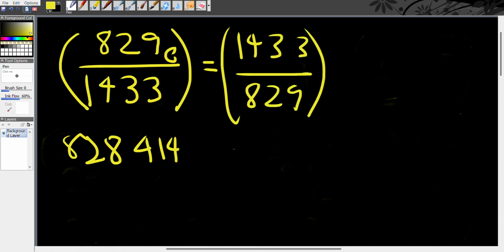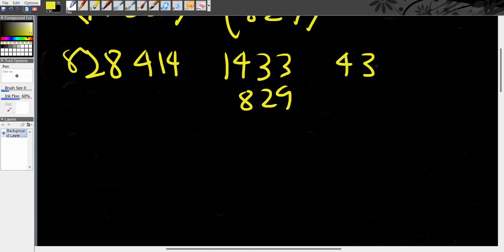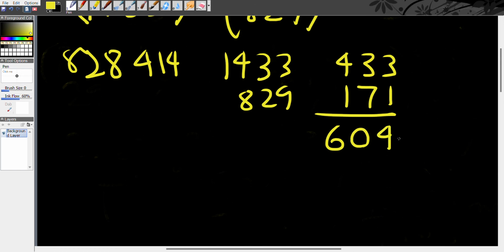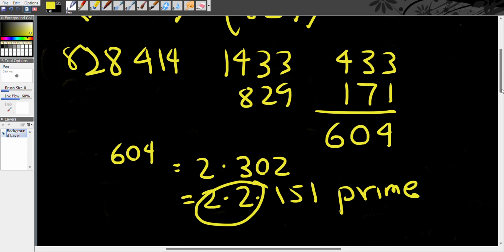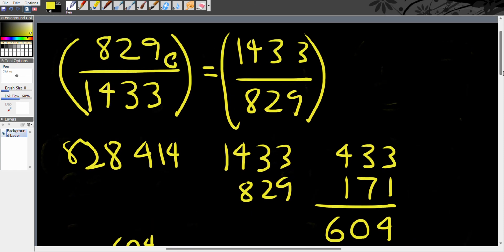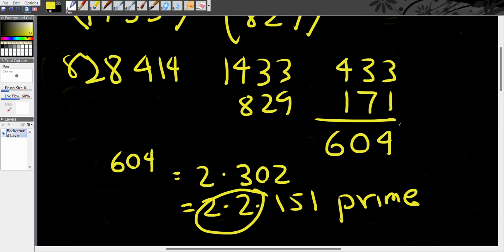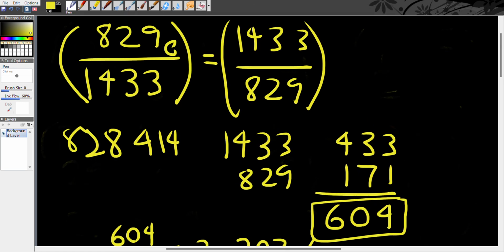829 does not go twice into 1433. So let's subtract. This is 433 plus 171, which is 604. 604 is equal to 2 times 302, which is equal to 4 times 151. 151 is prime. This is a square that goes away. And so we're really down to 151 over 829. Is that correct? Yes, because when we modded, we got down to 604. And then we simplified to 151. So really, I can go in here and put in 151.